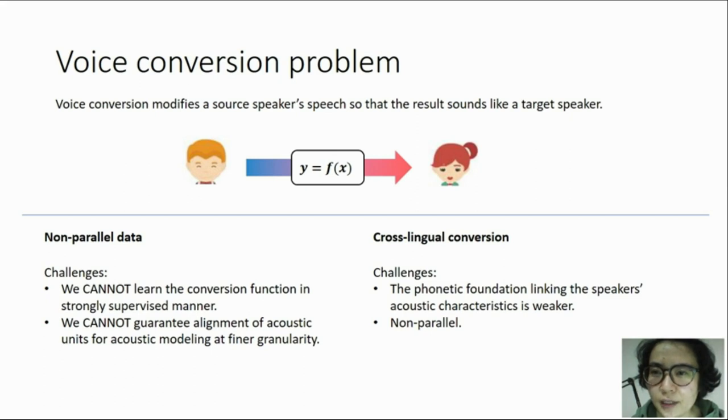Secondly, voice conversion becomes particularly difficult when source and target speakers speak different languages. The phonetic foundation linking the speakers' acoustic characteristics is weaker. And of course, different languages means non-parallel too. We need to find a solution considering both of these two challenges and meanwhile improve the output speech's naturalness and sound quality.